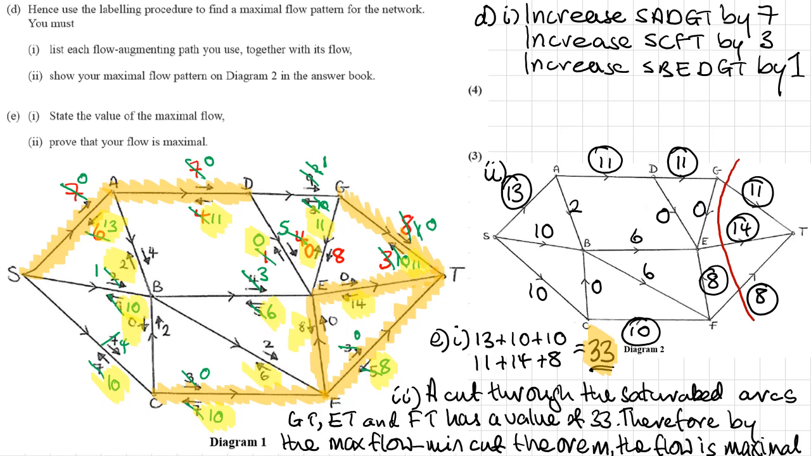Summarizing that, a cut through the saturated arcs GT, ET and FT has a value of 33. That's the 11 plus 14 plus 8, which I worked out already. Therefore, by the maximum flow minimum cut theorem, the flow is maximal.